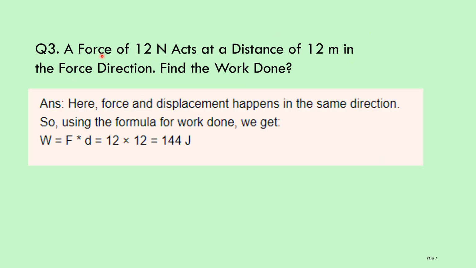Next question. A force of 12 Newton acts over a distance of 12 meter in the force direction. Find the work done. Here the force and displacement are in the same direction, so we use the formula for work done, which is force into displacement. Force is 12 Newton and displacement is 12 meter. 12 into 12 is 144 joule. This is the work done.